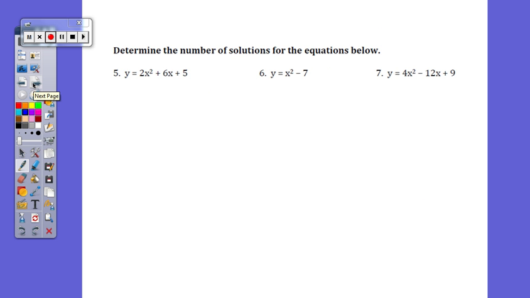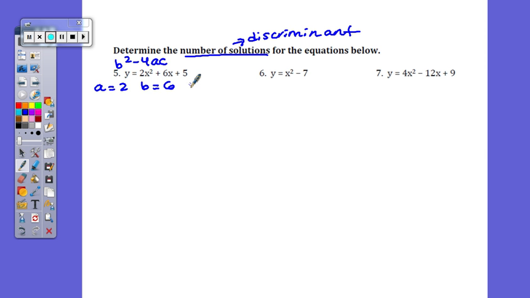Okay, and so we just have a couple of examples here. All right, again, rather than going through my whole formula, all I have to do now is b squared minus 4ac, because it says determine the number of solutions. We know that the number of solutions, all we care about there is the discriminant. I know that my a in this case is 2. I know that my b is 6, and I know that my c is 5. All I need to do is b squared minus 4ac. So 6 squared minus 4 times 2 times 5.